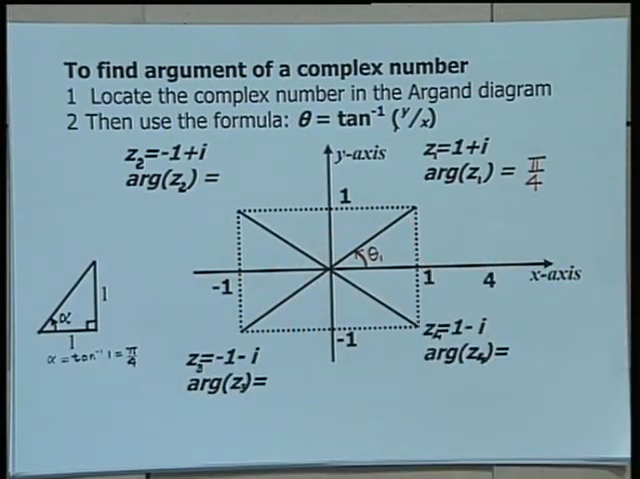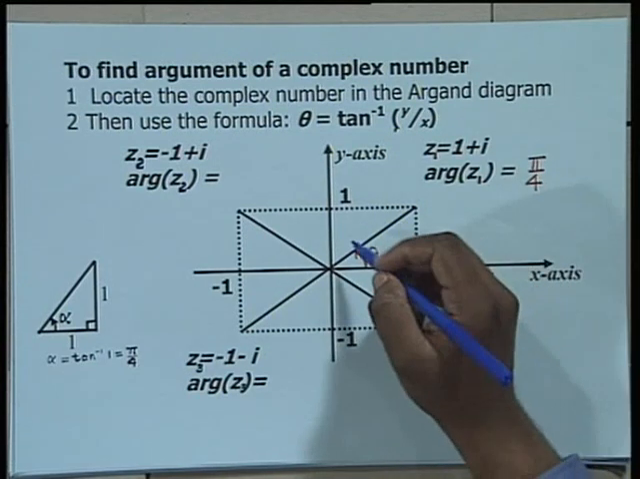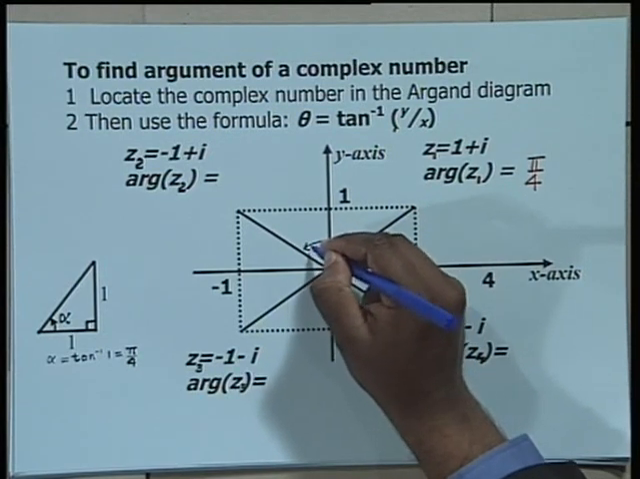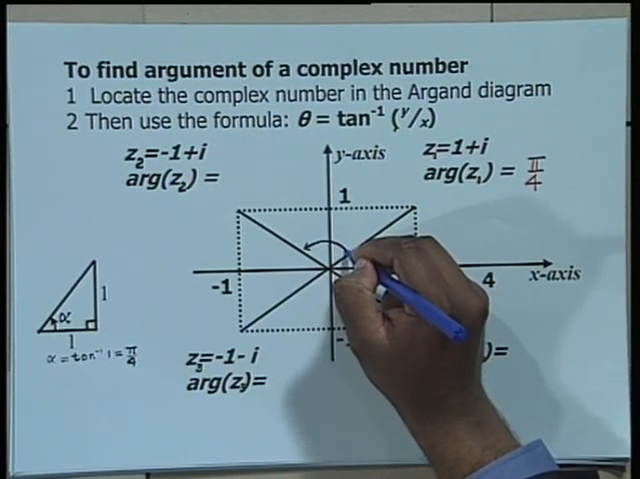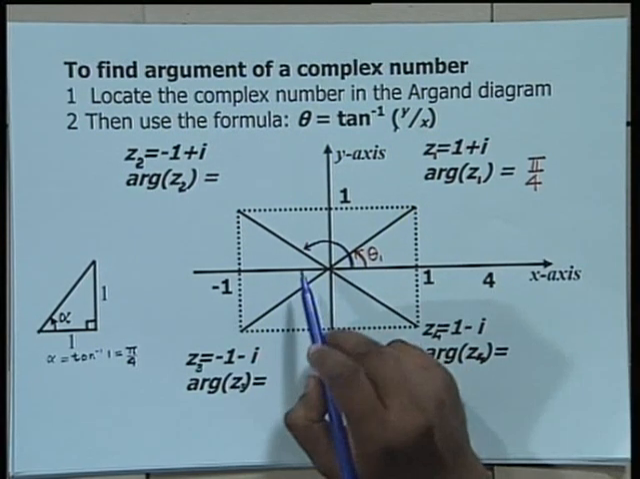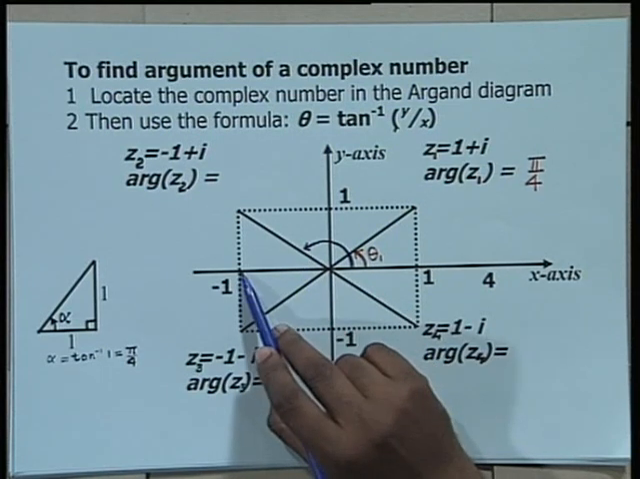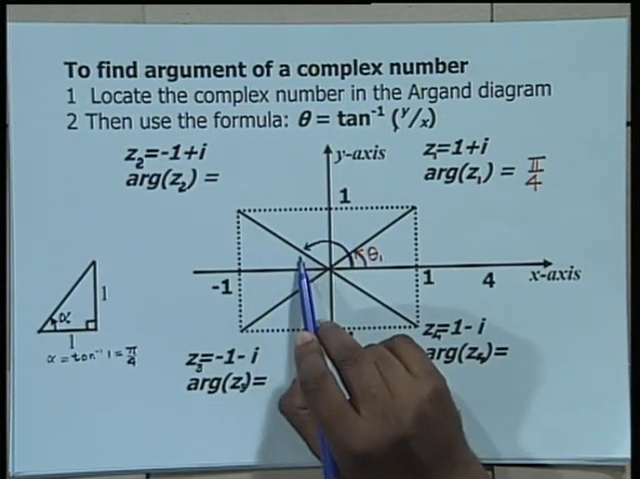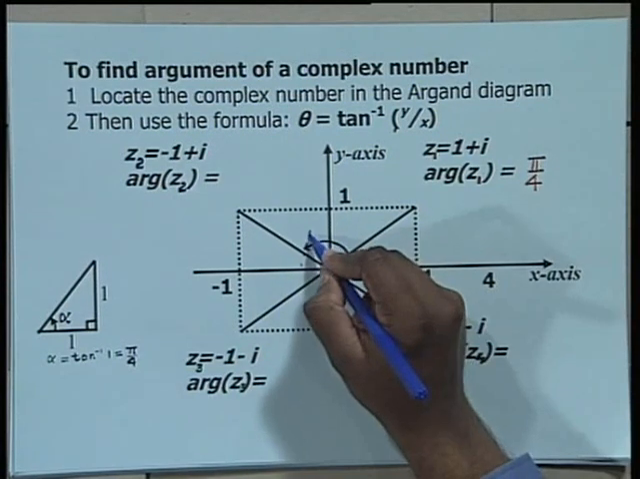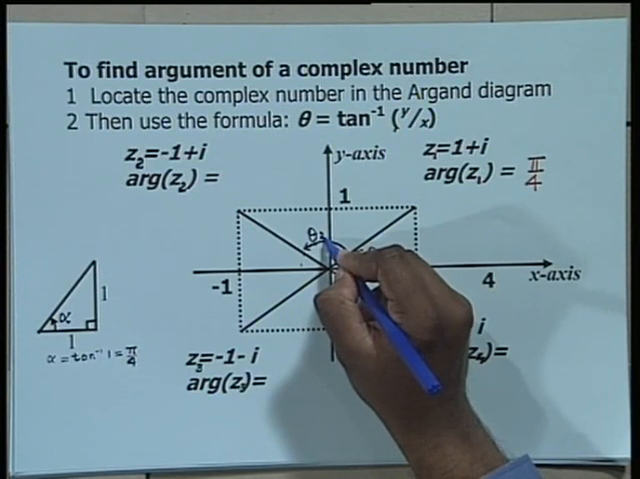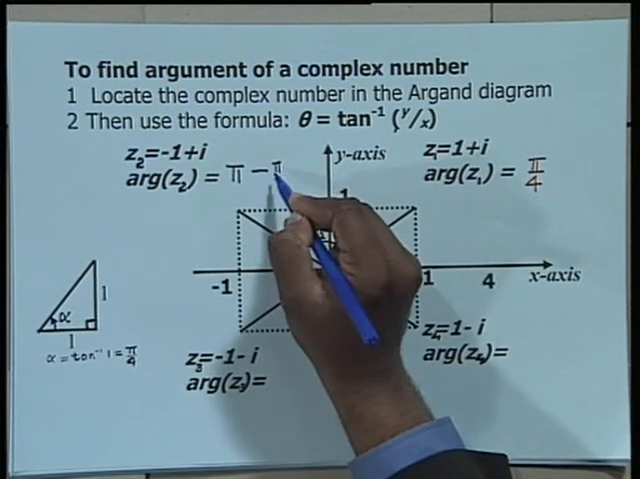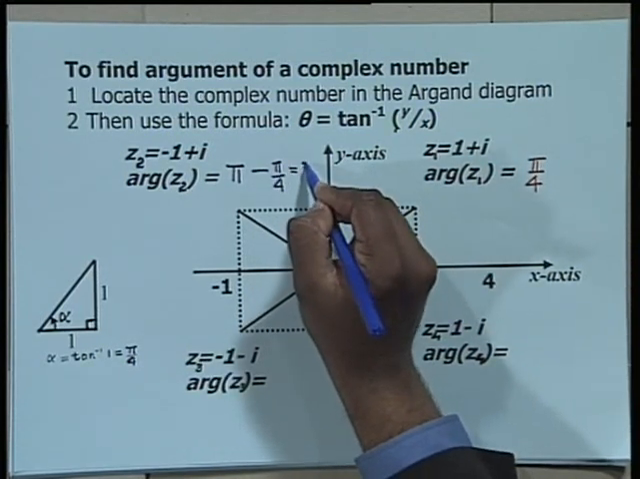It is the angle from the positive x-axis to the line joining origin to the complex number. So this is the angle. Since this angle is pi by 4, because this is 1 unit and 1 unit, tan inverse of 1 gives us pi by 4. Therefore, this angle will be the argument of Z2 and equal to pi minus pi by 4, which is 3 pi by 4.